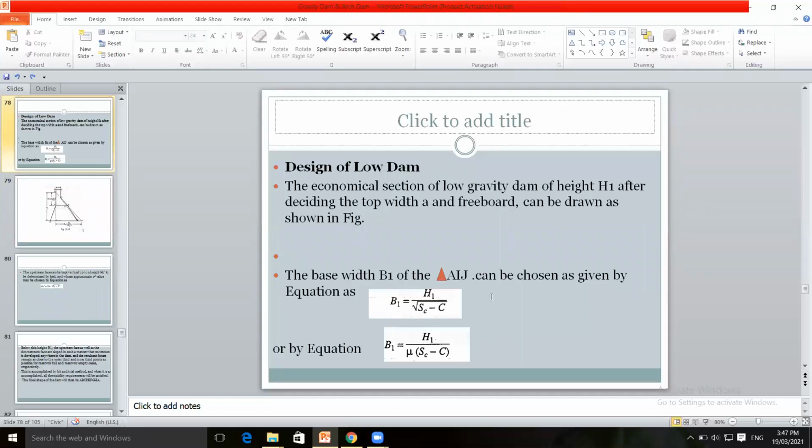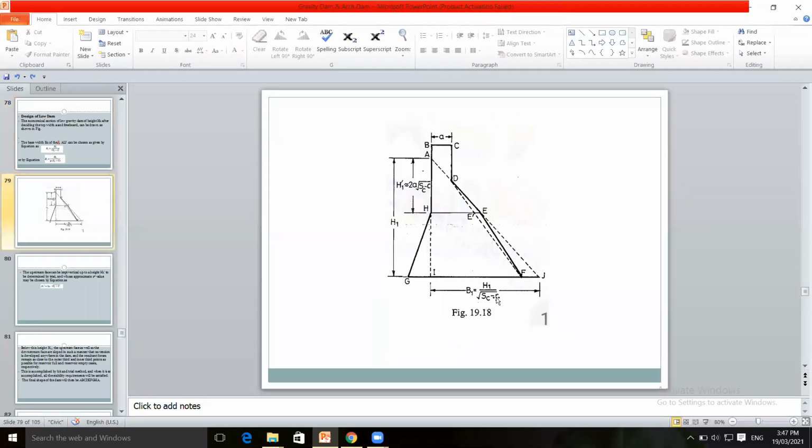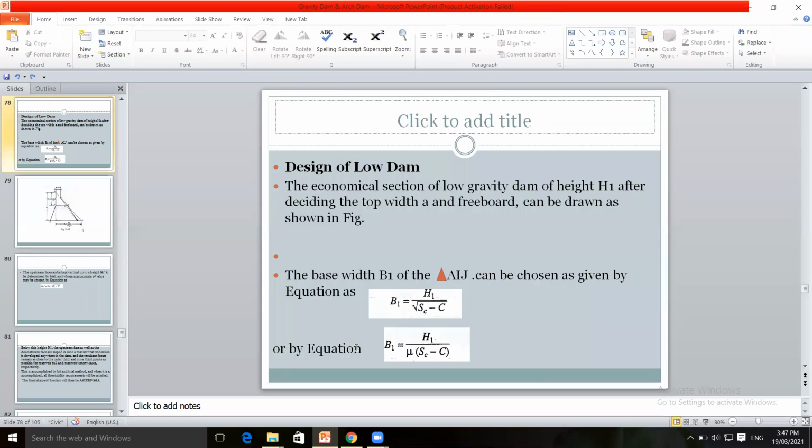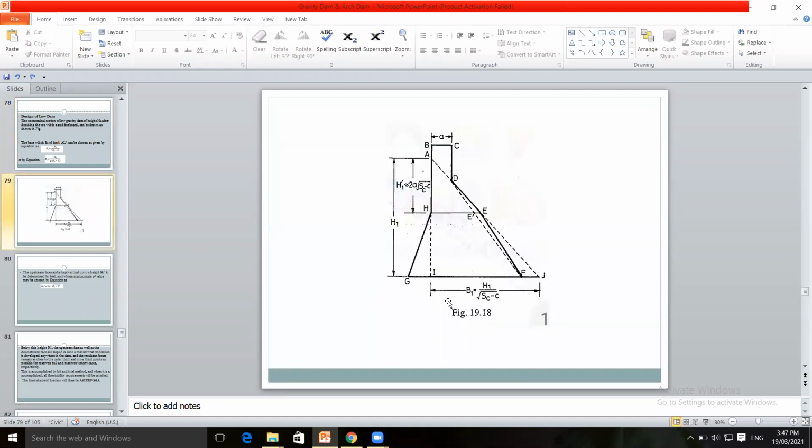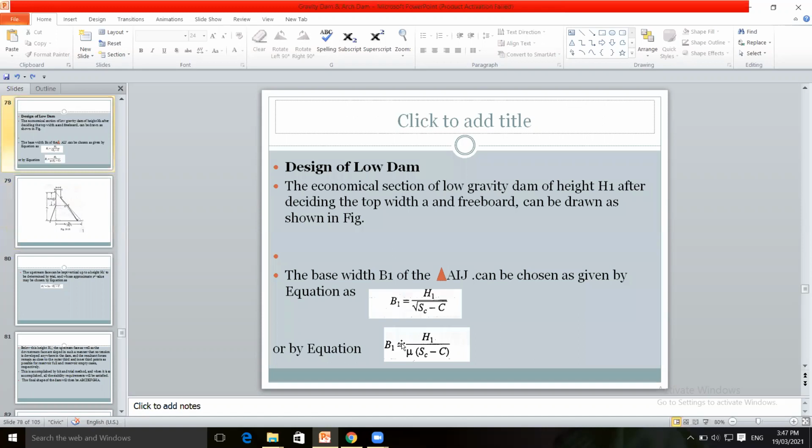We have already seen this equation. So B1 is equal to H1 by root of SC minus C. This is the formula for calculating the base width B1, for base width I to J. Then another equation: B1 is equal to H1 by mu into (SC minus C), where the coefficient of friction is considered as mu. This equation is also used.